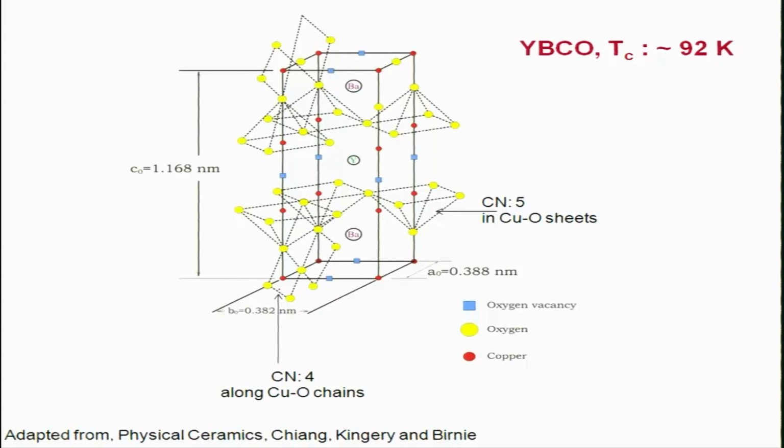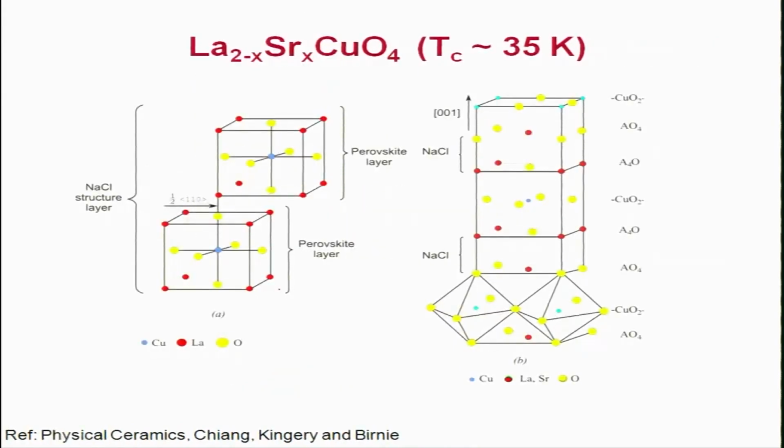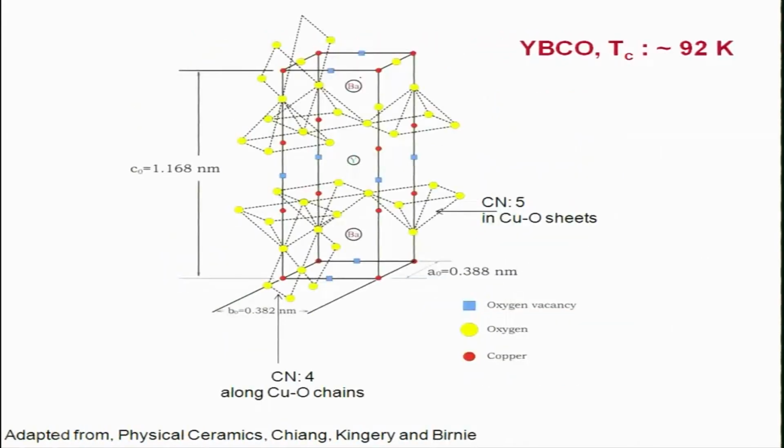So, this is one interesting example of a perovskite based structure. It is not exactly perovskite because perovskite is just one unit, but it contains multiple perovskite units in it. The second structure is again a superconducting oxide, which is lanthanum strontium copper oxide. By the way, yttrium barium copper oxide was a superconductor with a transition temperature of 92 Kelvin. This was the first superconductor when it was discovered which had a transition above liquid nitrogen.